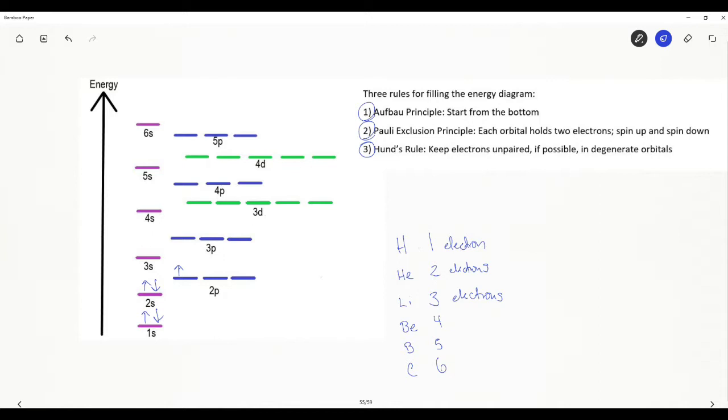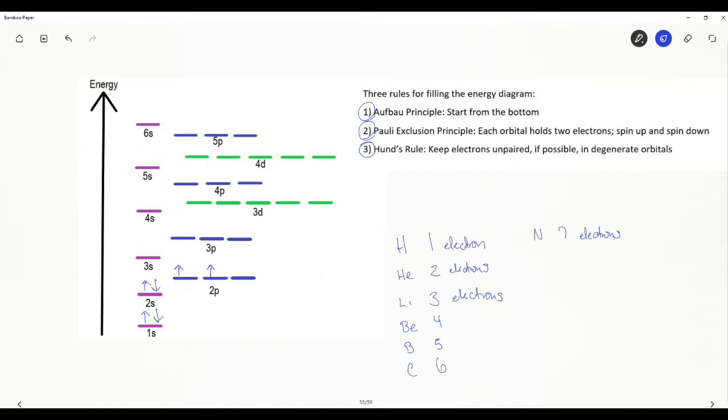Now this is where Hund's rule comes into play, because that 6th electron, initially you might want to pair it up with that electron there in the 2px orbital. However, Hund's rule states that we're going to keep electrons unpaired as much as possible. So let's erase our arrow there. And we are actually going to put this electron in another 2p orbital. So this way we have 2 unpaired electrons. Let's keep going. Nitrogen has 7 electrons.